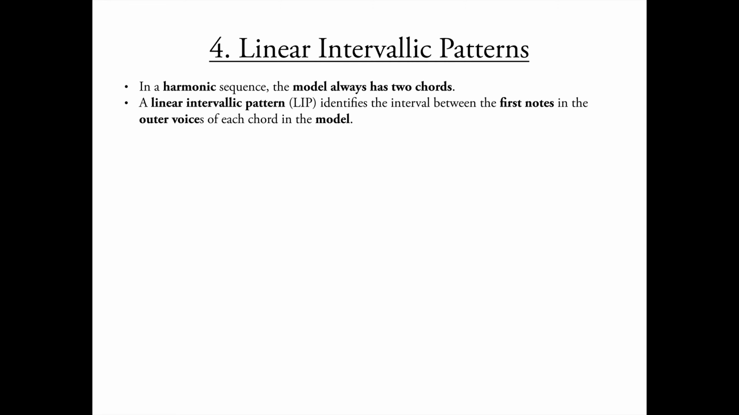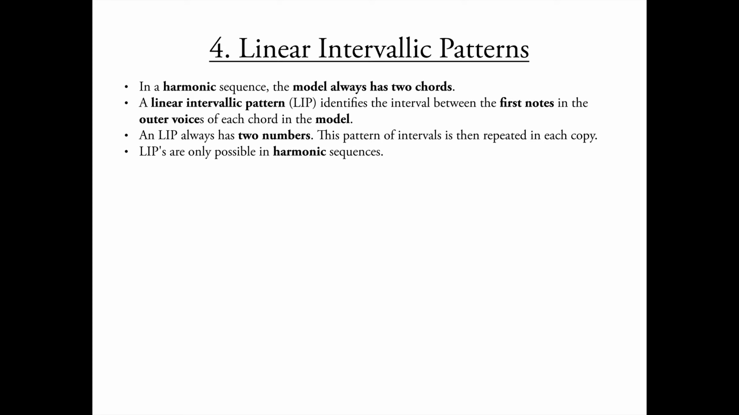The next section discusses linear intervallic patterns. In a harmonic sequence, the model always has 2 chords. A linear intervallic pattern, abbreviated LIP, identifies the interval between the first notes in the outer voices of each chord in the model. Therefore, an LIP always has 2 numbers. This pattern of intervals is then repeated in each copy. Note that LIPs are only possible in harmonic sequences.